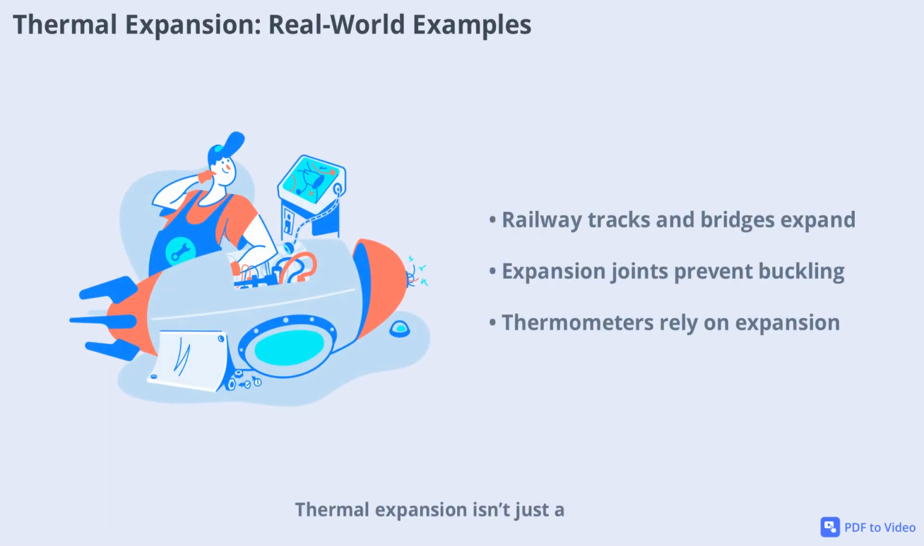Thermal expansion isn't just a theoretical concept, it has real-world consequences. We'll look at examples like railway tracks, bridges, and thermometers, explaining how expansion joints and design considerations prevent damage. Understanding these applications helps you appreciate the importance of thermal physics in engineering and daily life.